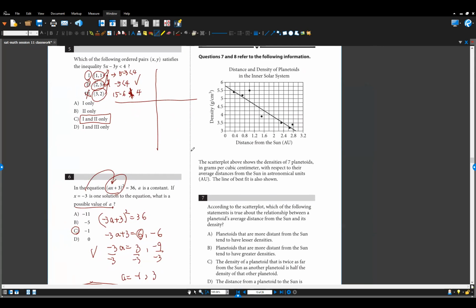All right, number 7 and 8. We have a scatter plot over here. This is the line of best fit, which is linear. It shows the density of planetoids in grams per cubic centimeter with respect to their average distance from the sun in astronomical units, AU. When the distance gets farther from the sun, the density of planetoids gets lower, compared to the inner planets, right?